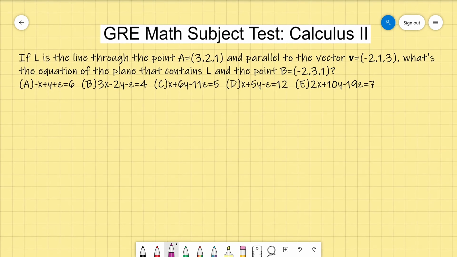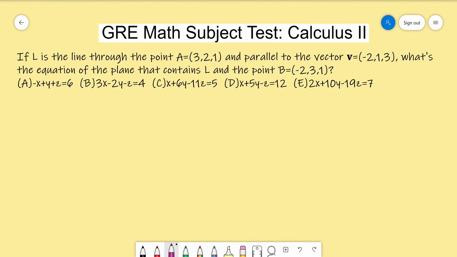So in this question we're asked to find the equation of a plane, and we're given some information about this plane. We're told that the plane contains the line L, and that L contains the point A. That means that A is on the plane. The line is parallel to V, so that means that the plane is parallel to V because the line is contained in the plane, and also that the plane contains the point B.